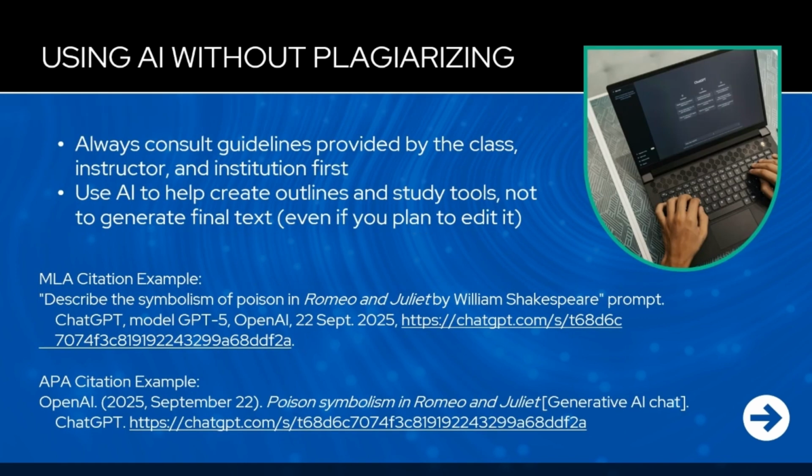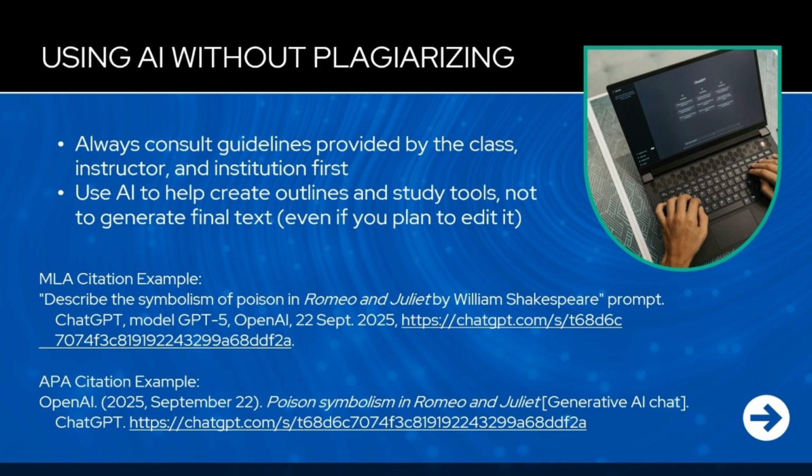Before you use AI on an assignment, always consult guidelines provided by the class, instructor, and the institution first. They may allow varying uses of AI or require you to use and cite it in a specific way. Always ask if you're unsure. Here are some general guidelines for avoiding AI misuse and how to cite it when you are allowed to use it.